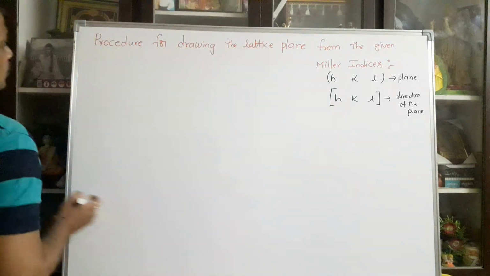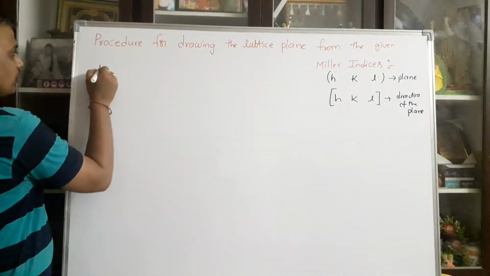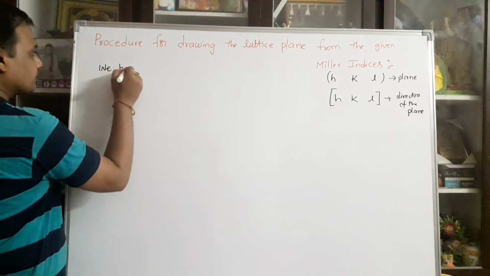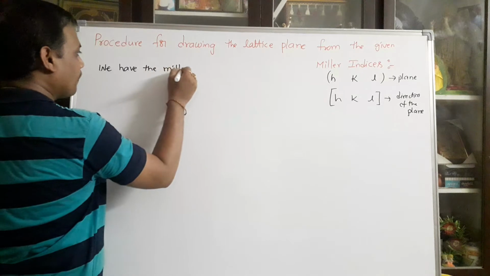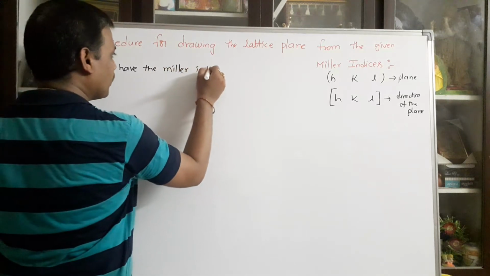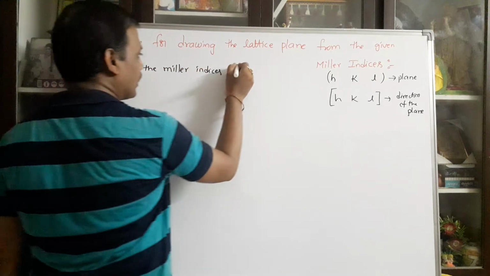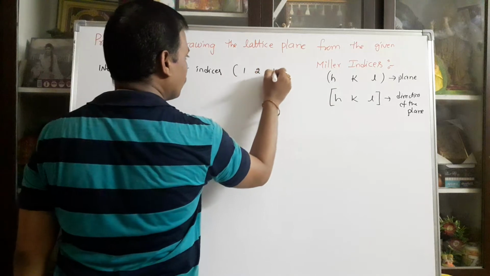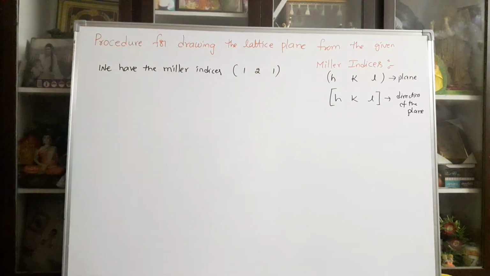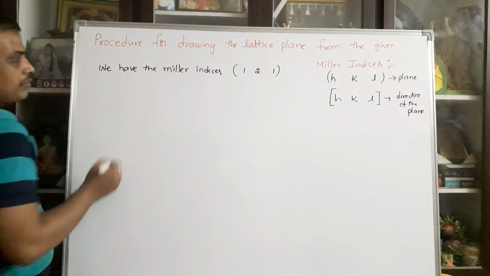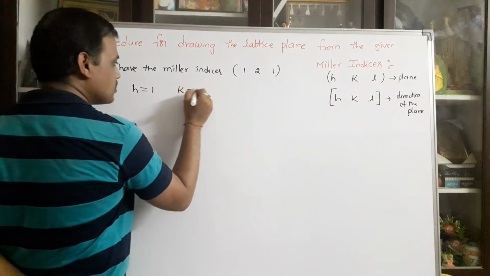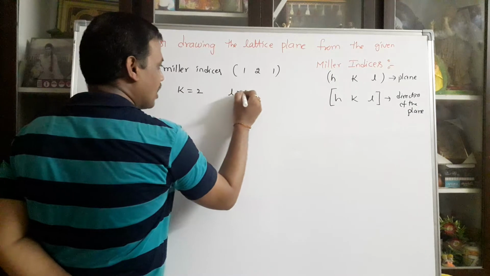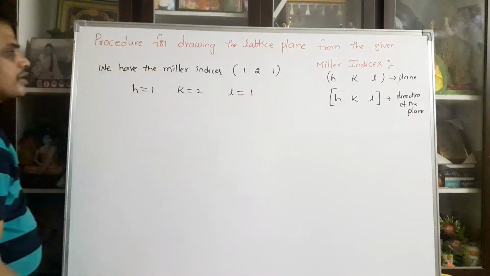Suppose we have the Miller indices 1, 2, 1. According to the given numbers, we know that the H value is equal to 1, the K value is equal to 2, and the L value is equal to 1. These are the Miller indices.